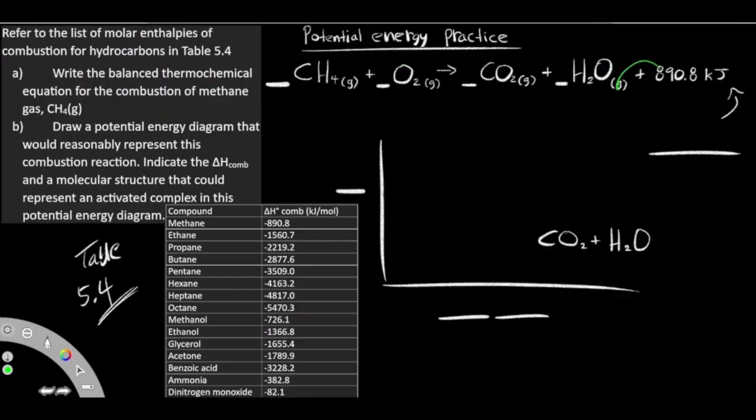How are we going to make it thermochemical? Obviously, we have to add this. Where did I find that 890? Well, my methane is over here. Its standard molar enthalpy of combustion is negative 890.8 kilojoules per mole. So I'm going to add that over here.